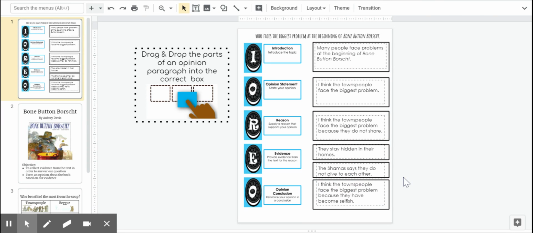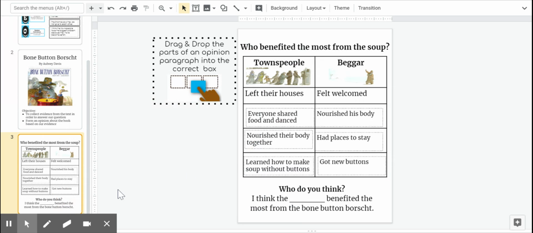We'll use this as an example for when we start our opinion sentences. Yesterday, you did a great job collecting evidence about who benefited most from the soup. This is the question that we will be answering today. Yesterday in class, you did a really great job helping Miss Penda sort out the evidence from the story about whether the townspeople benefited most from the soup or the beggar benefited most from the soup. Here's our opinion sentence already started for us.